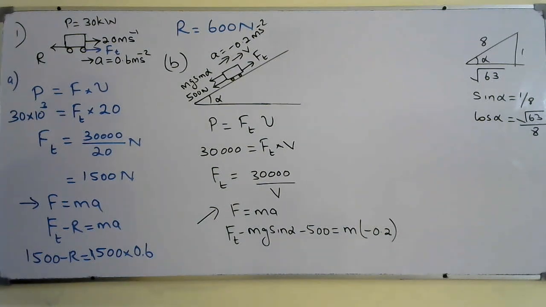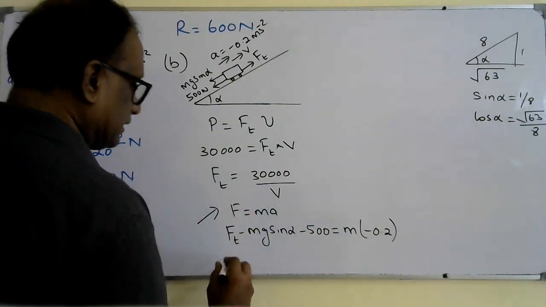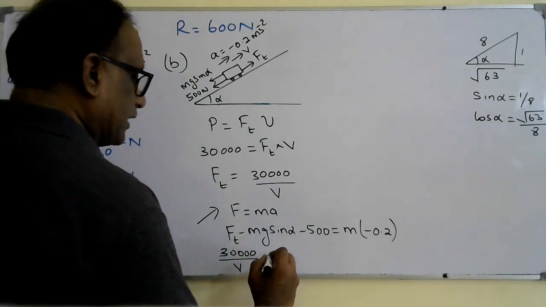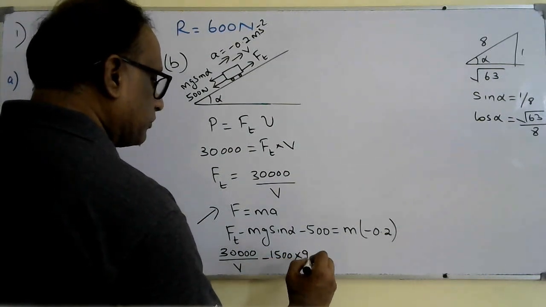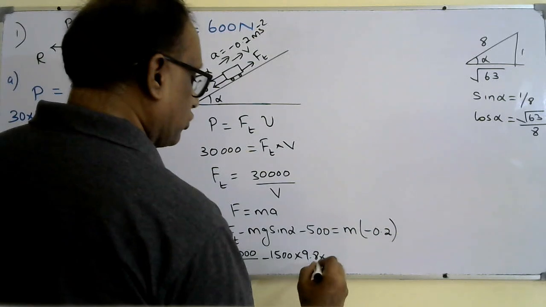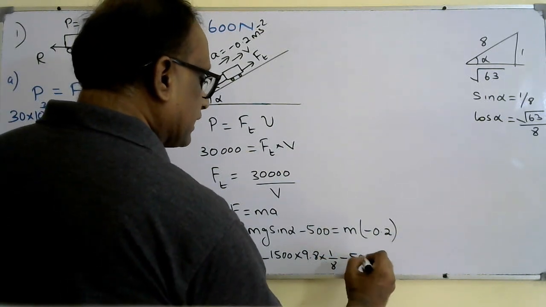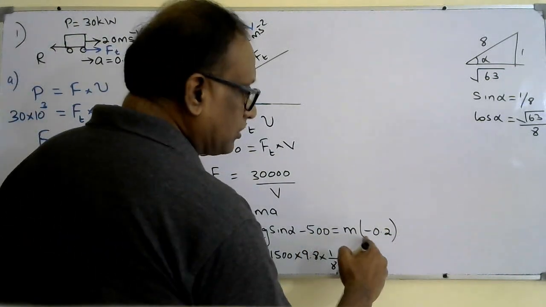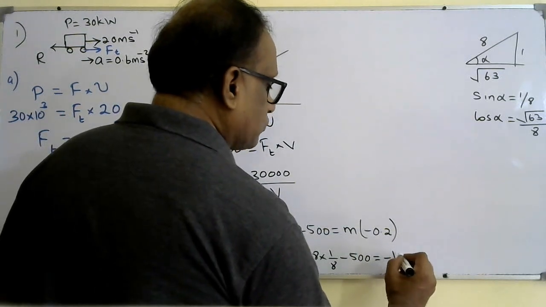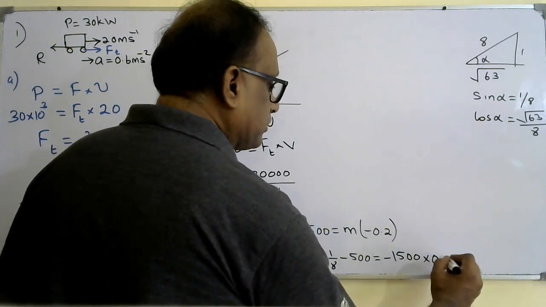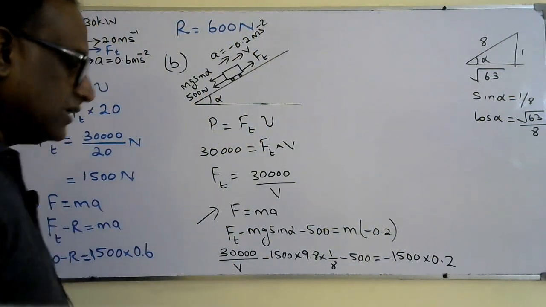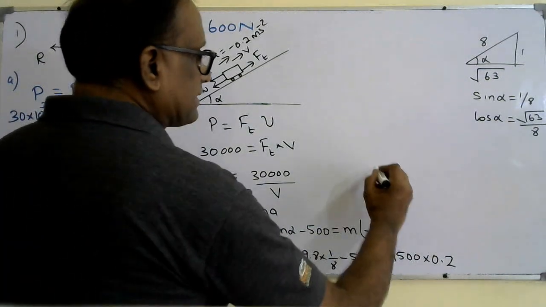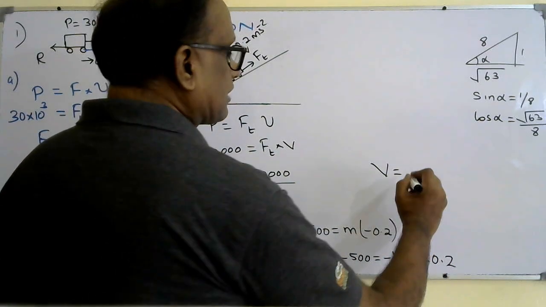Okay, we'll substitute the known values. Ft we don't know, but we can substitute Ft as 30,000 over v. Mass is given, 1,500, times 9.8 times sin alpha, 1 over 8, minus 500, equals m, which is 1,500, times negative 0.2. So I can say minus 1,500 times 0.2. Everything is known except v, so we solve it. You know how to solve this. So finally you will get v equal to 14.7.